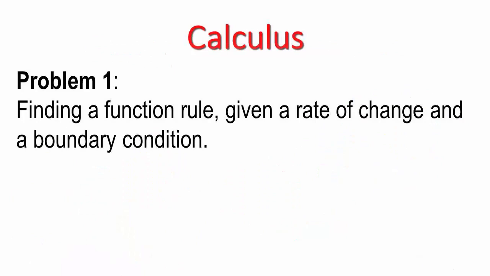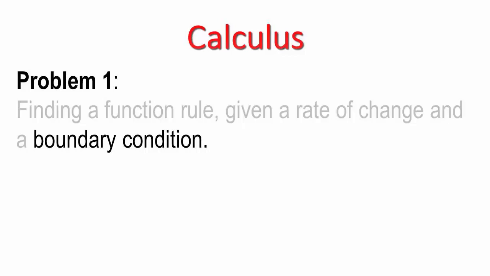For this activity, we're going to look at graphs of antiderivatives, which often appear in multiple choice questions, and also finding a function rule given a rate of change and a boundary condition. Now, a boundary condition is just additional information that allows you to find C, a constant of integration.